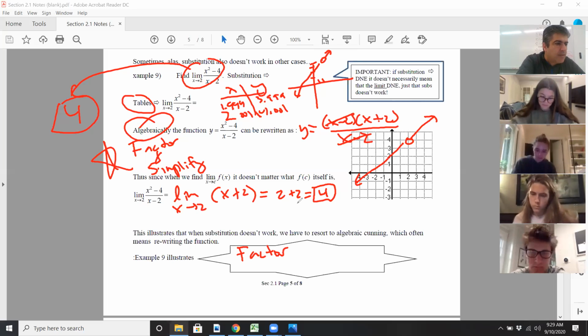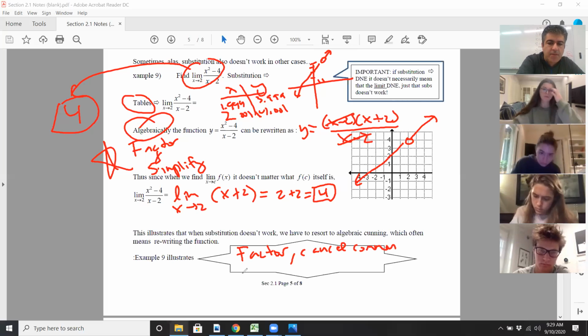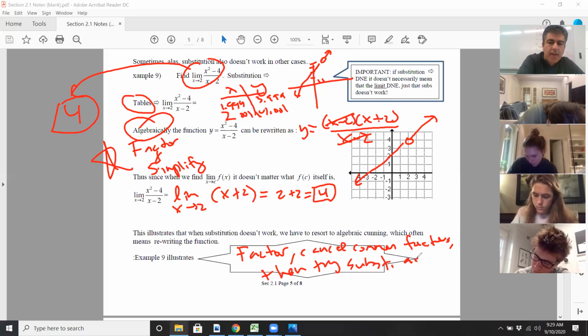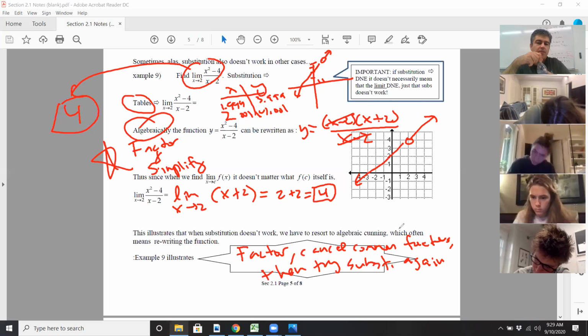Factor, cancel common factors, then try substitution again. If you see an opportunity to factor, please take advantage of that opportunity, and then cancel out.